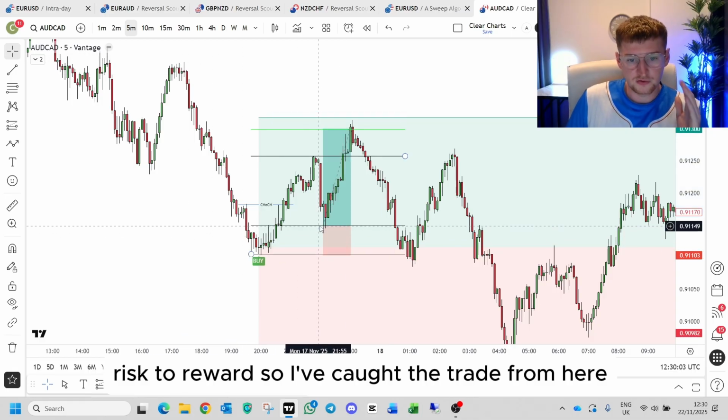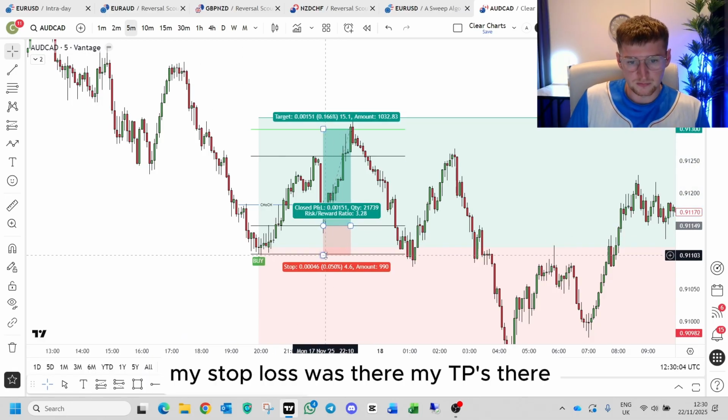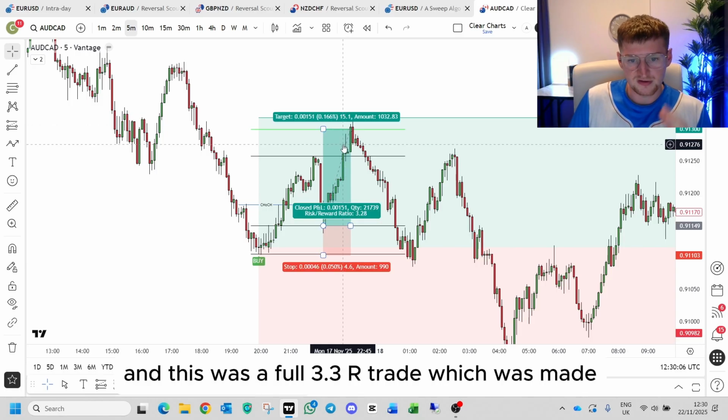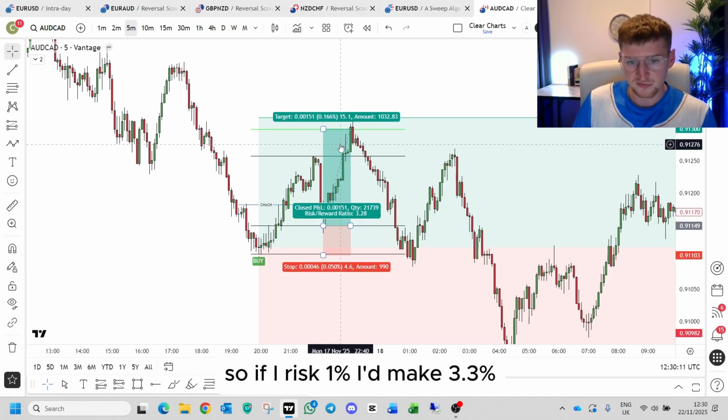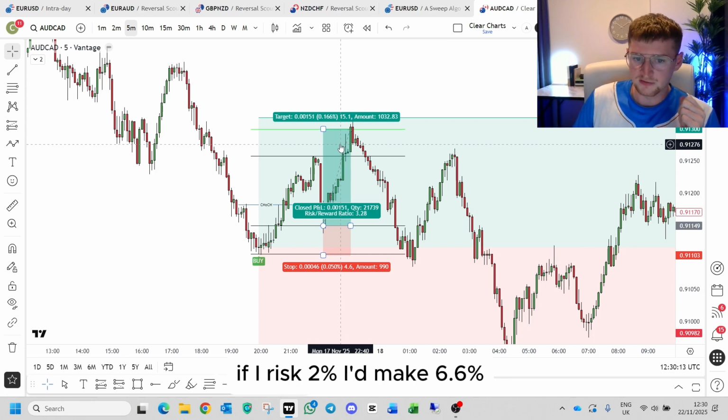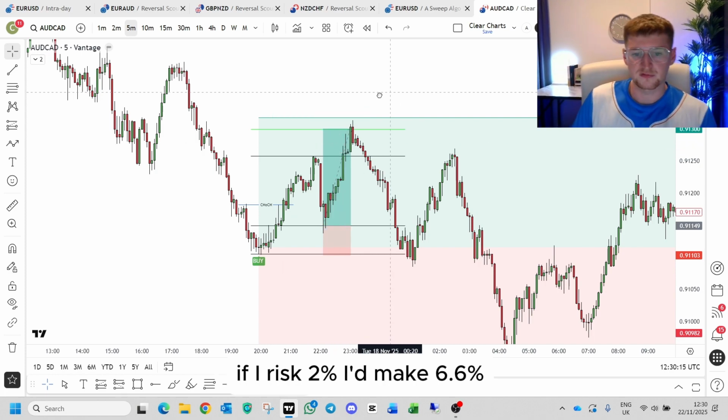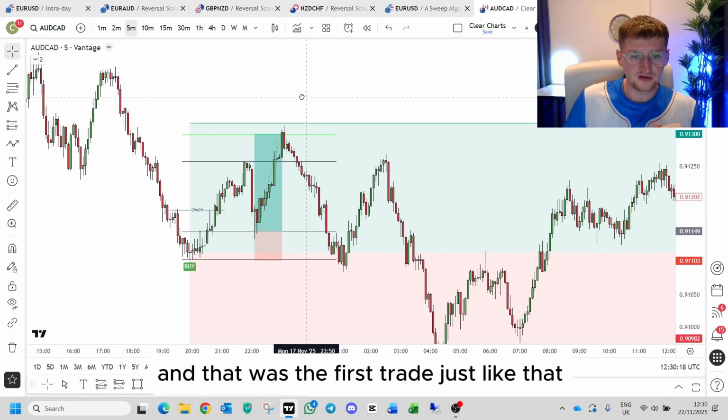So I've caught the trade from here, my stop loss was there, my TP's there, and this was a full 3.3R trade which was made. So if I risked 1%, I'd make 3.3%. If I risked 2%, I'd make 6.6%. And that was the first trade, just like that.